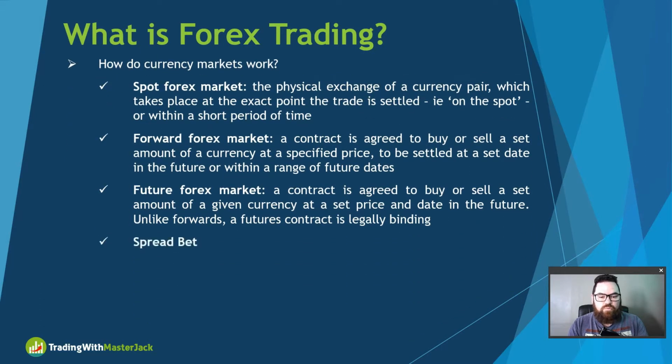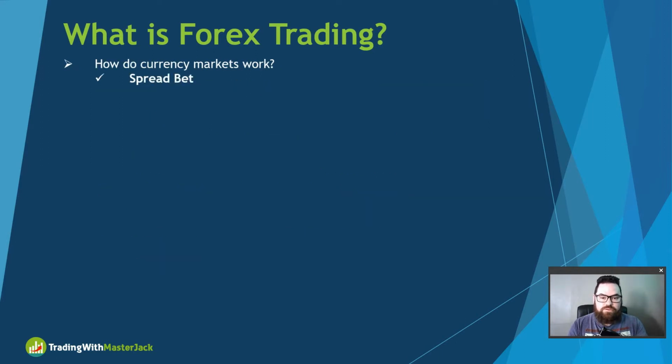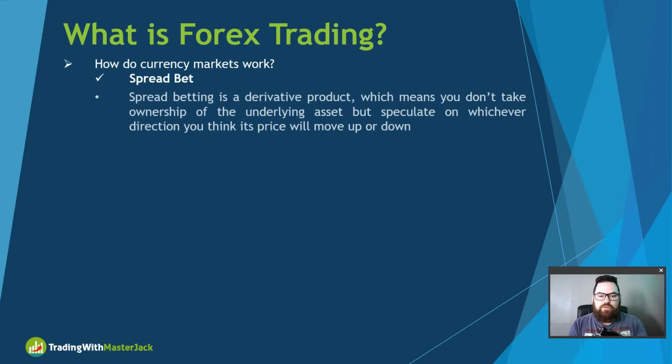Now, the ones I'd like to focus on, because that's basically where we as traders make our money, is with spread bets and CFDs. Going on with the spread bet first. Spread betting is a derivative product, which means you don't take ownership of the underlying asset, but speculate on whichever direction you think its price will move, up or down.